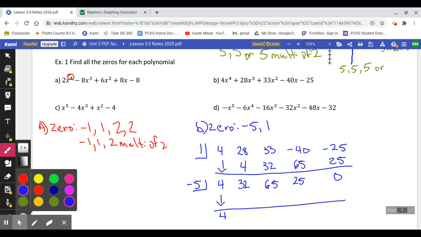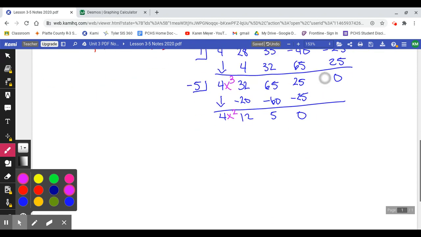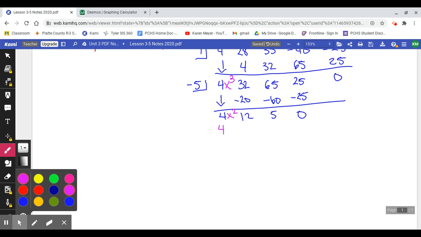So let's continue with synthetic division. So bring your 4 down. So multiply and then add, multiply and then add, and then multiply, and you better have a remainder of 0. So the first time I did synthetic division, I went from the highest exponent of x to the 4th down to x to the 3rd. Second time I do synthetic division, I drop it down to x squared. So I'm looking at 4x squared plus 12x plus 5 equals 0.